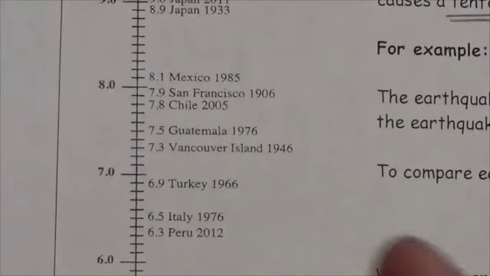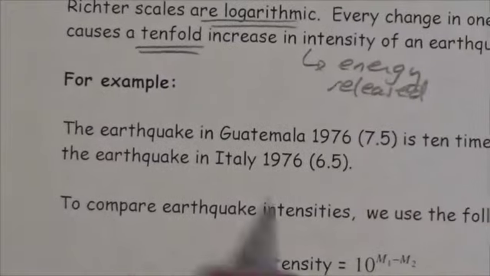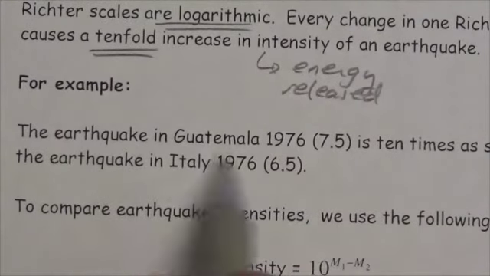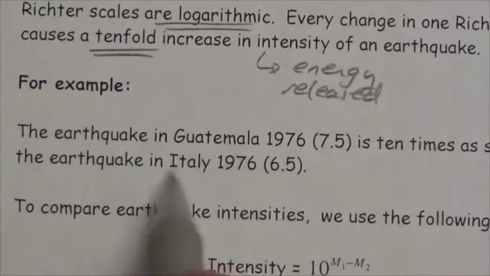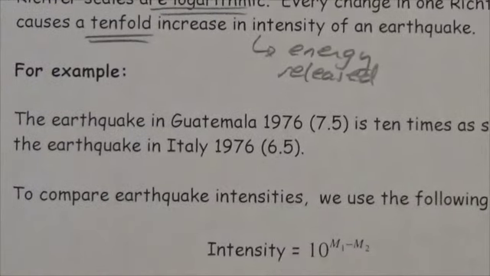So you have to understand the way this scale works to really get a sense of how we compare earthquakes. The example they give over here is that the one in Guatemala at 7.5 is 10 times as strong as the one in Italy at 6.5.